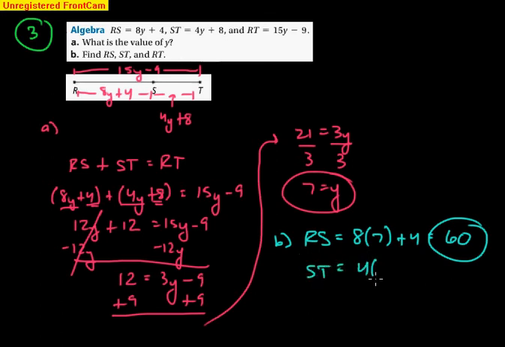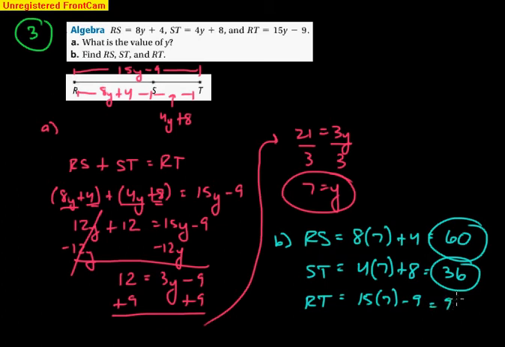ST is 4 times 7 plus 8. That's 28 plus 8, that's 36. And now RT is 15 times 7 minus 9. And in my calculator, 15 times 7, I think is 105. And 105 minus 9 is 96.